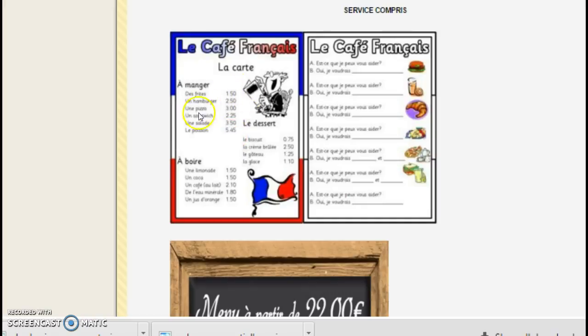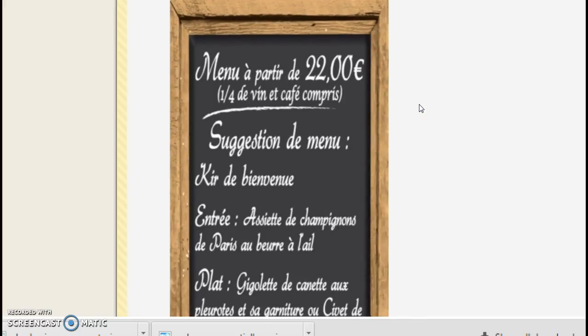Alors, those are kind of fun. There's most, American food, hamburger, pizza, sandwich. So you can see that. Limonade, coca. All right.